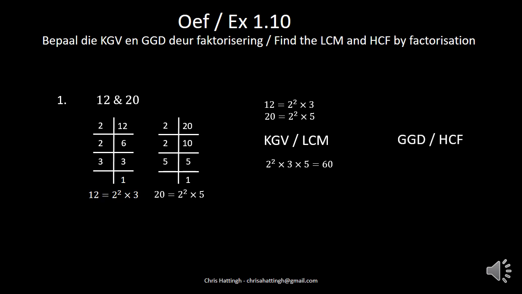With your HCF, you're only looking at common factors. So you're not going to look at the 3 and the 5, only the 2's. Which 2 are you going to use? You're going to use the one with the lowest exponent, which is 2 to the power of 2, and that is equal to 4.